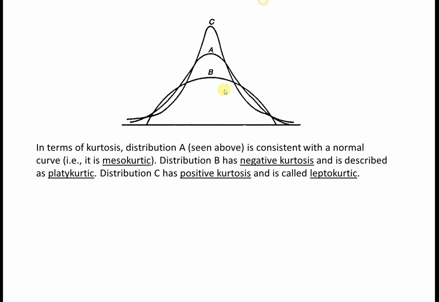So there's our platykurtic distribution. And then C is a leptokurtic distribution. Basically, it's a distribution with a positive kurtosis value. And you can see that basically we have thicker tails. As we move to the center of the distribution, it becomes more peaked. And then as we move out, thicker tails. So that is the shape of a more leptokurtic distribution.